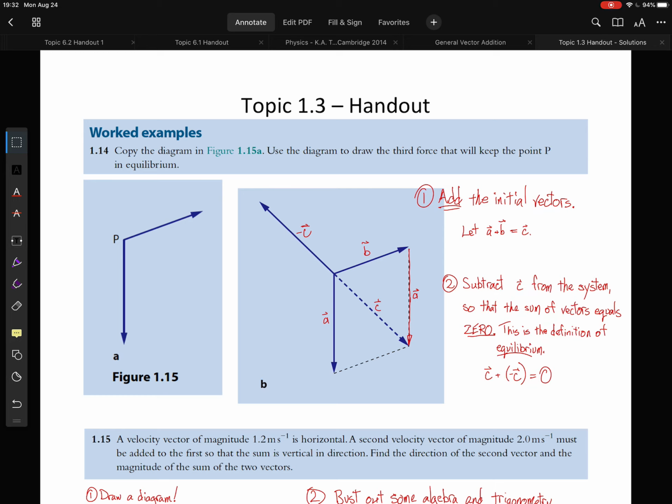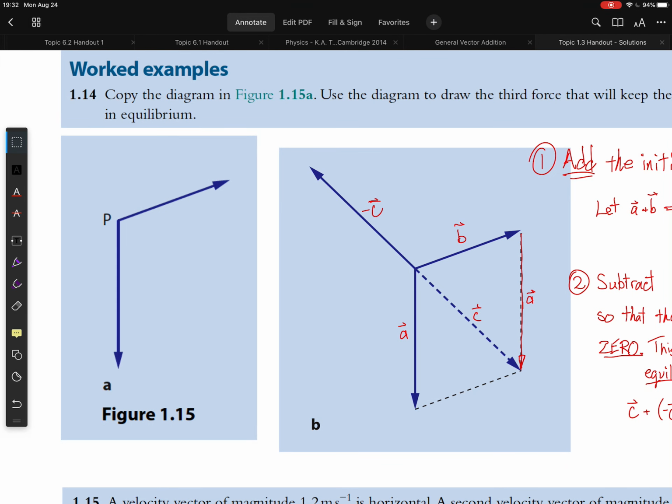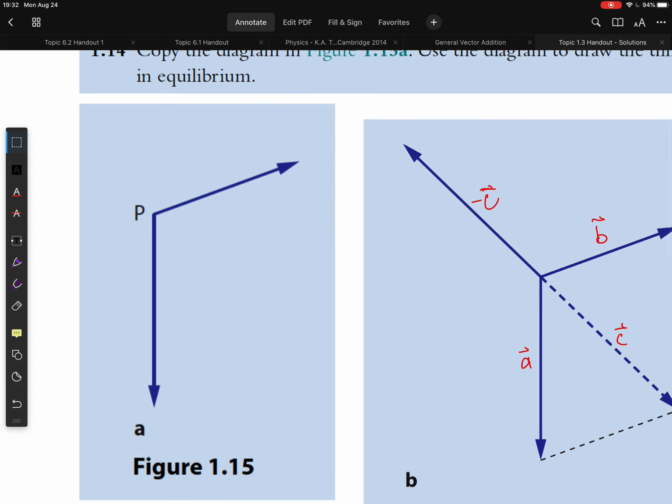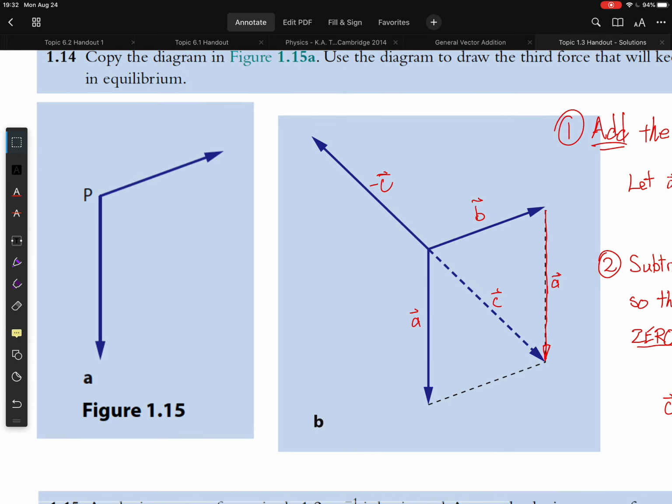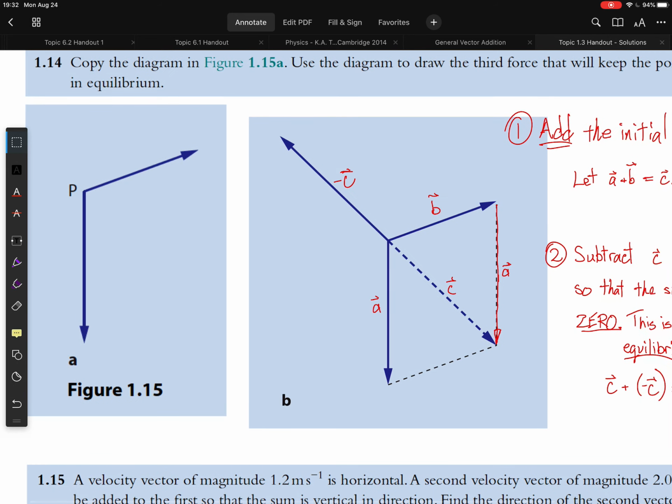Okay, so in the first example, we are asked to find a third vector, a force vector, that will keep the system in equilibrium. And the way that we put a system into equilibrium is adding up all of the vectors such that their sum is equal to 0.